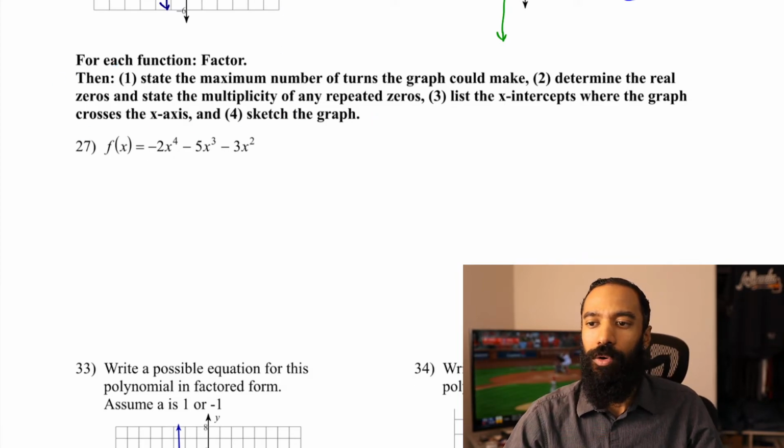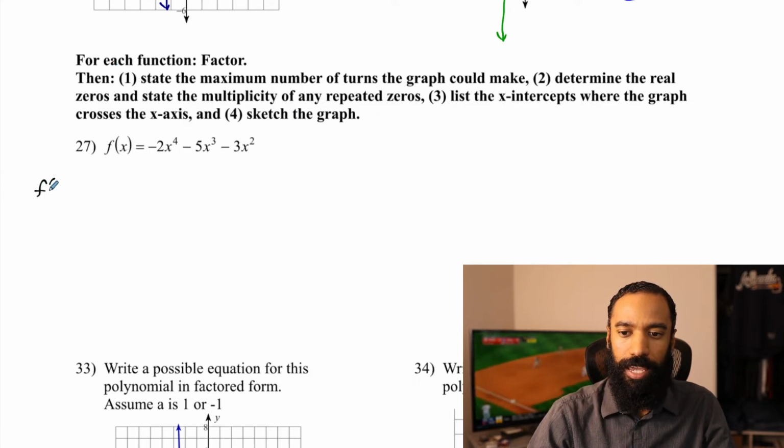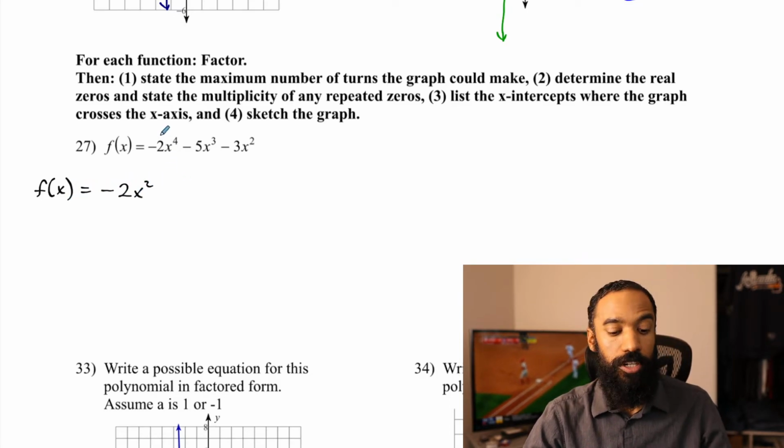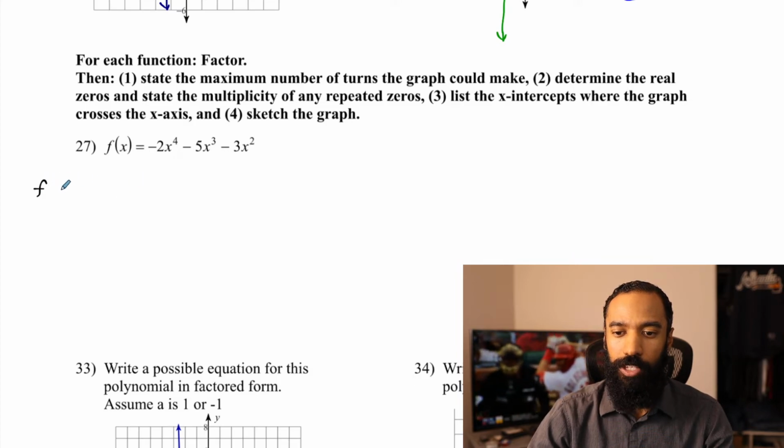Okay, so for this first one right here, let's start by factoring. I've got a GCF right here of -2x squared. No, I'm sorry, just -x squared. Of -x squared.